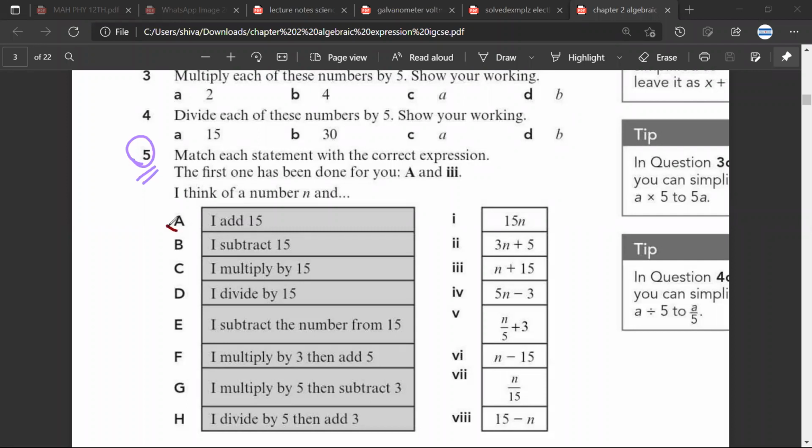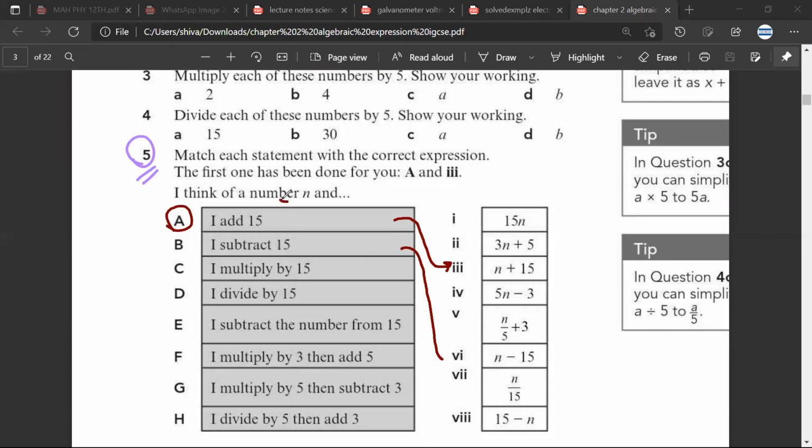Yes, Mr. Sarthak. A part. So it will be 3n plus 15. B part. n minus 15. Sorry, 15 minus n. I subtract 15.